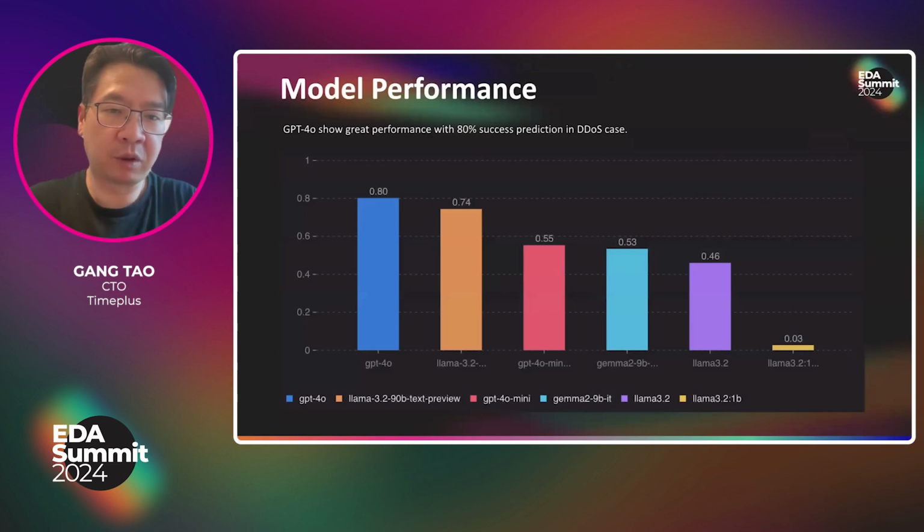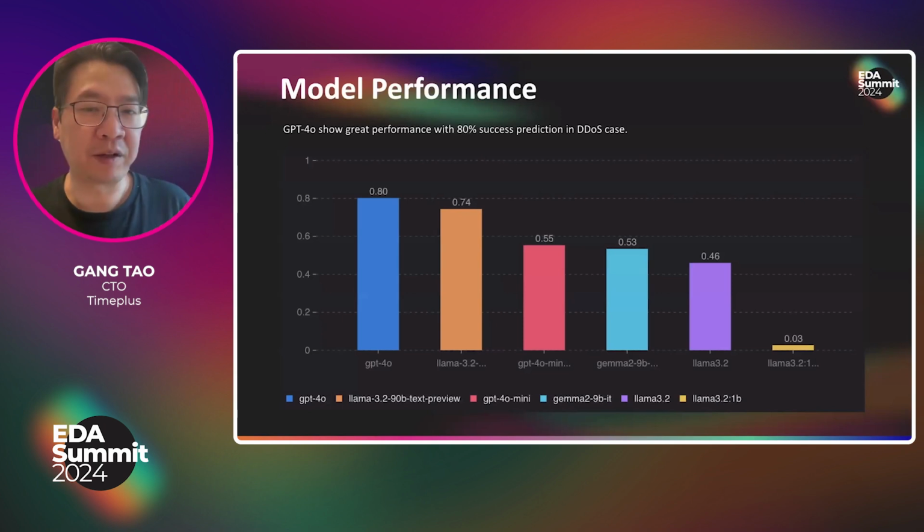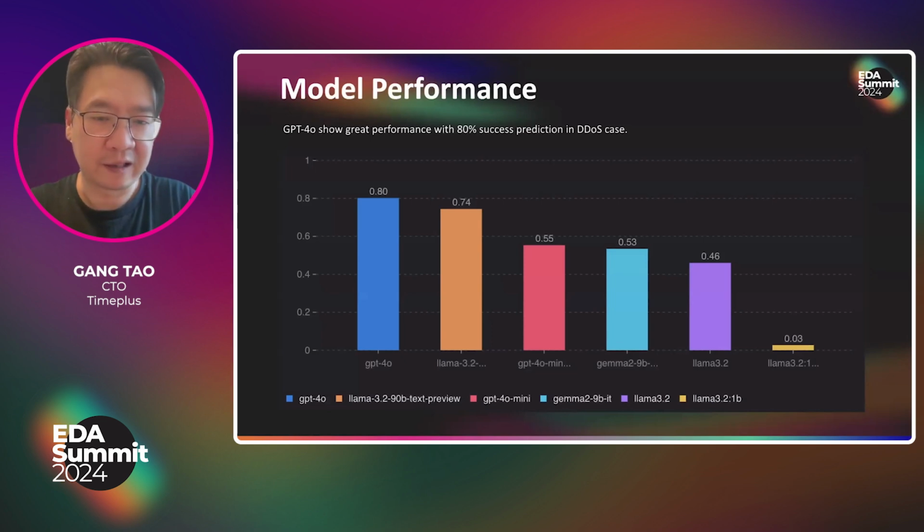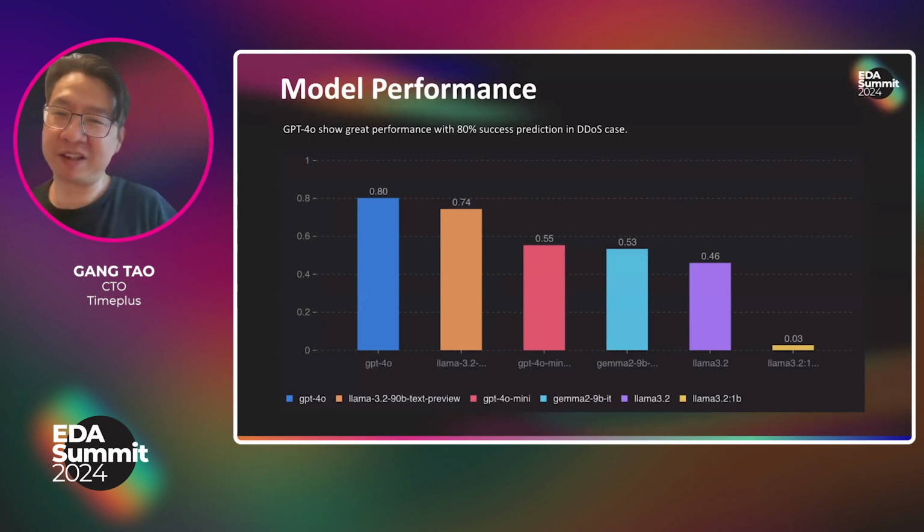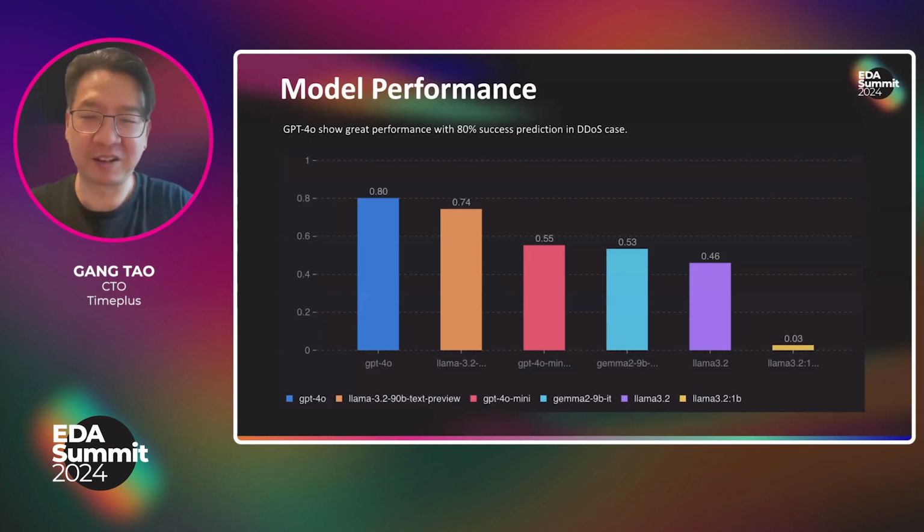So we do have some performance monitoring. This is some performance monitoring I did on different models. You can see that GPT-4o has a very good performance because we have all the data. You actually can just run a query in Timeplus to generate all this performance report. Like you can see the Llama 3.2 1B model, it's very low because most of the labels prediction didn't follow the order.